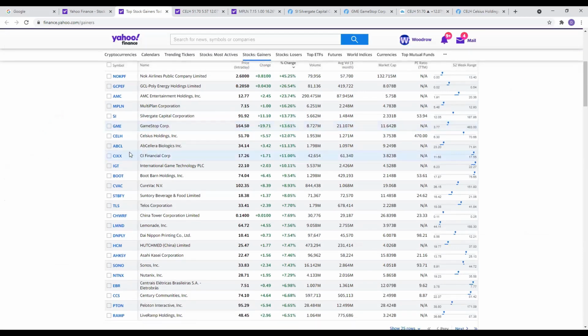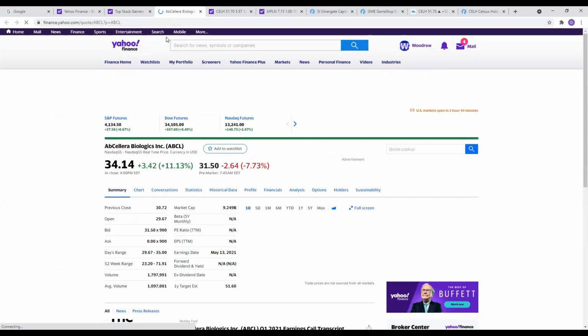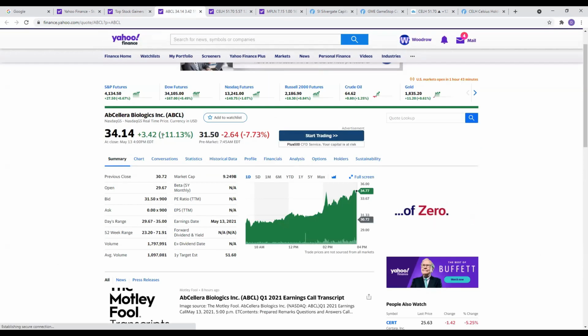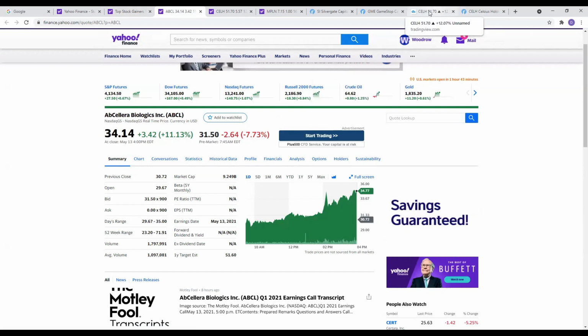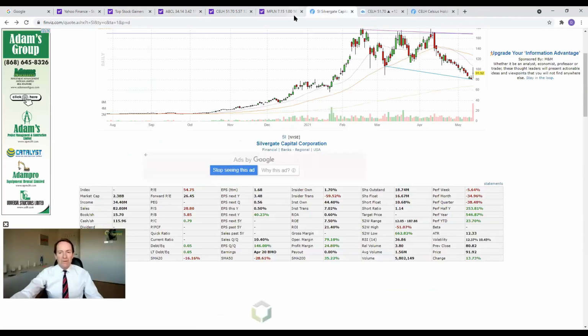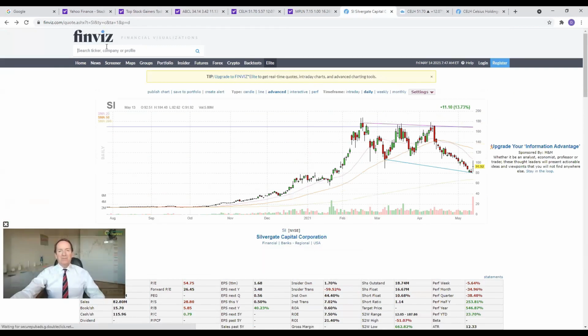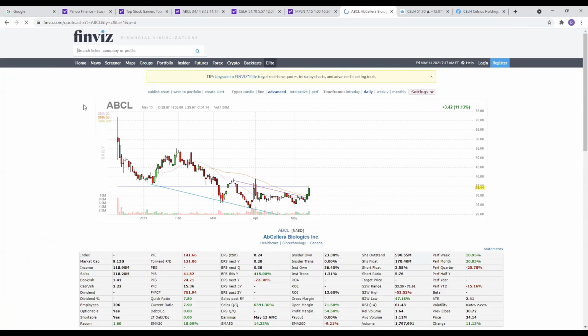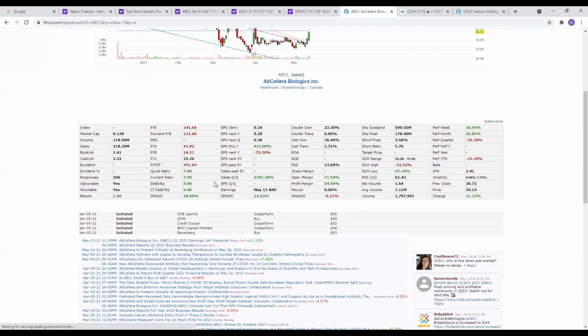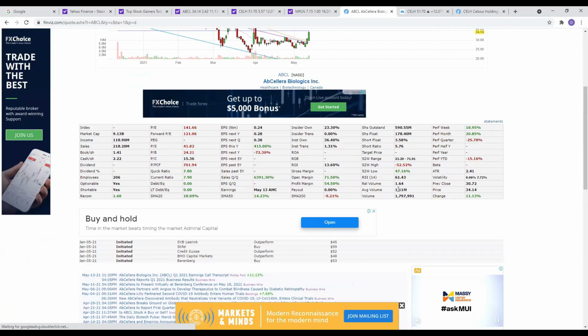So let's look at another stock, ABCL. This stock is up by 11%. Let's look at the relative volume on FinViz. The relative volume is less than 2, so it doesn't show very strong demand for this stock.